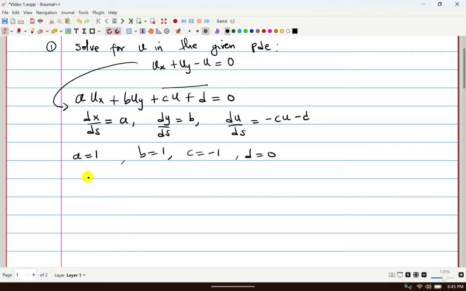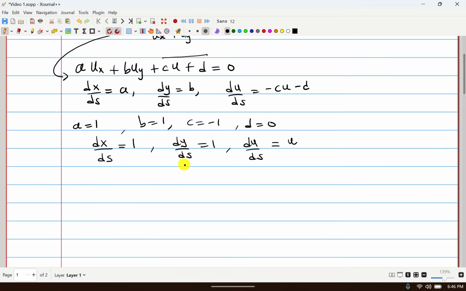Now, given these, we want to solve for the characteristics: dx/ds is equal to 1, dy/ds is equal to 1, du/ds is equal to negative C times u. Remember, C is negative 1, so you're going to have u, right? So in effect, you have du/ds is equal to u. Now, from these, we're going to solve these ODEs, because all of these are ODEs. We're going to solve them separately and then use some ideas to come up with a general form.